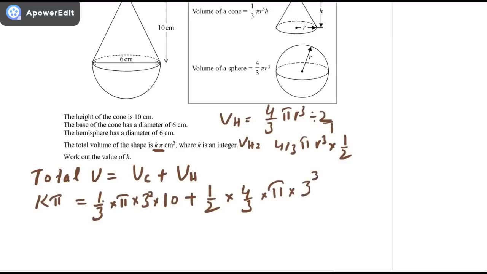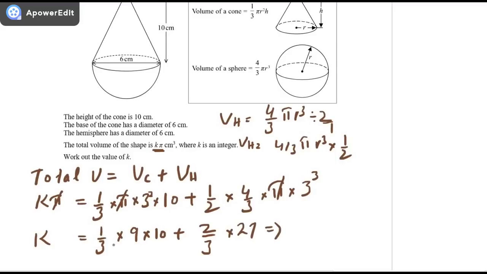Yeah, so we can simplify this. You can see here the pi is here, pi is here, pi is here, so pi is everywhere, so we can cancel this out. So I cancel pi from everywhere, so I got k here, so 1/3. Now I got here 3 squared, which is going to be 9, then times 10 plus, you can do 4 divided by 2 is going to be 2, so we got 2/3 here, and times 3 cubed is going to be 27.